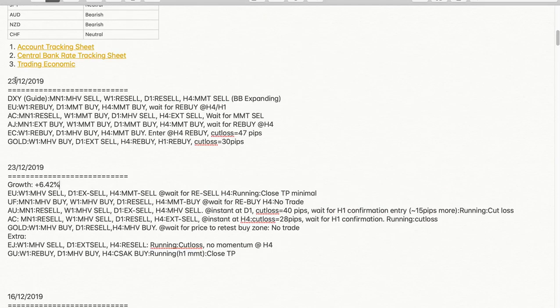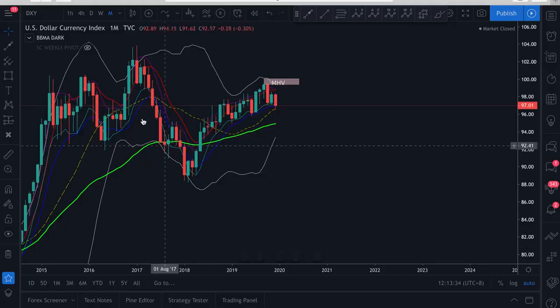Okay, so today is, sorry, I have to change this for the week of 30th of December 2019. So first, let's look into the chart. The first chart that we look at is DXY. We don't trade DXY, but we use it as a guide for the direction of the USD currency.